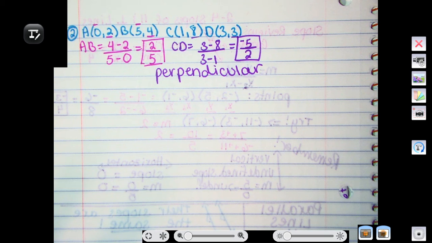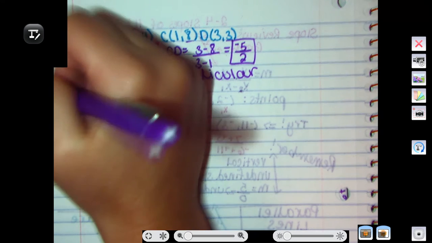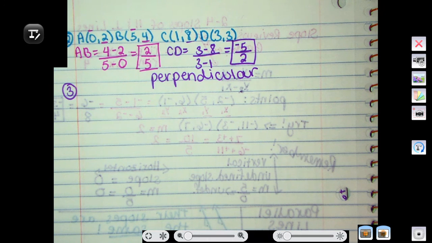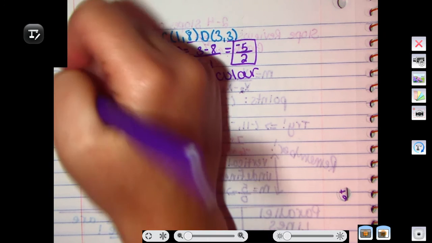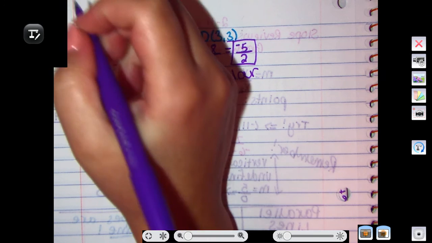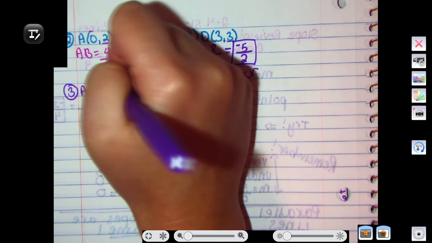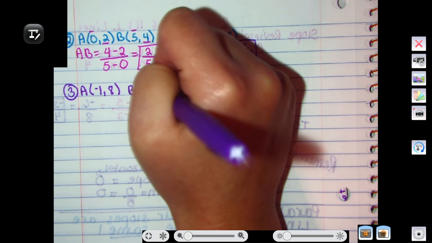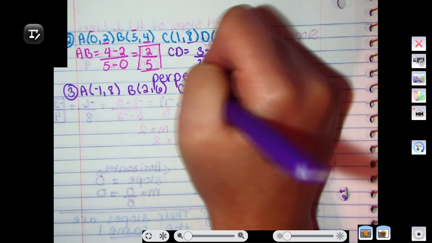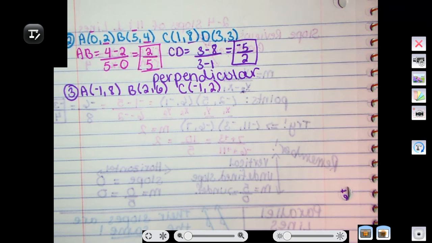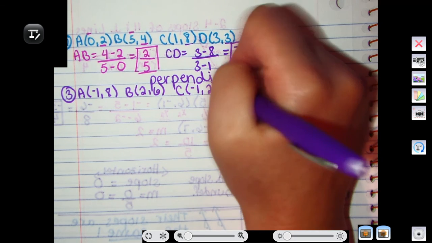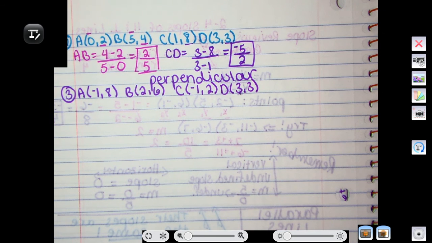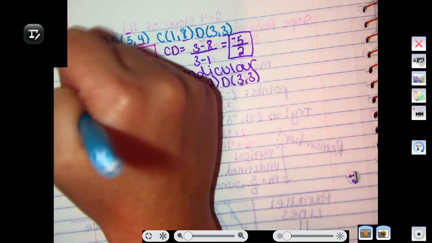Okay, let's look at one more example. So we have A is negative 1, 8. B is 2, 6. C is negative 1, 2. And D is 3, 3. So again, let's start off with AB first.